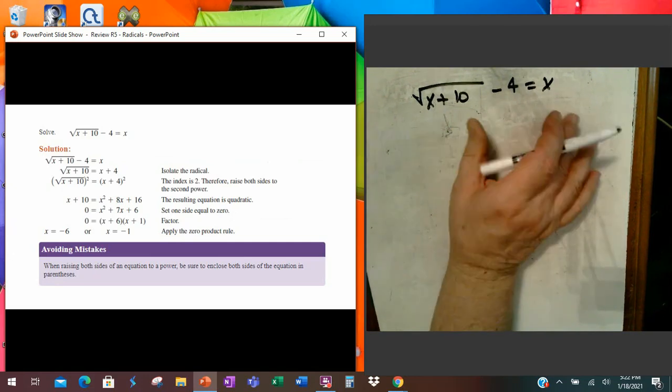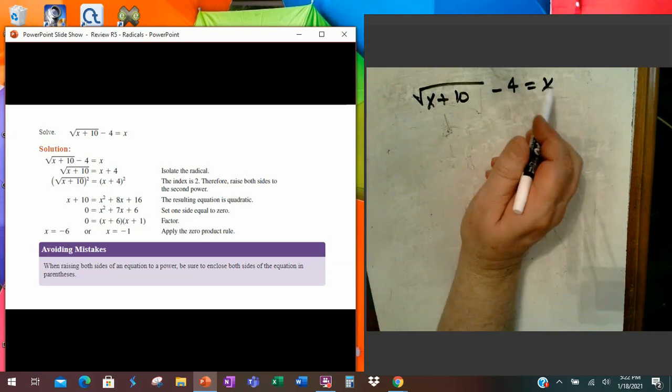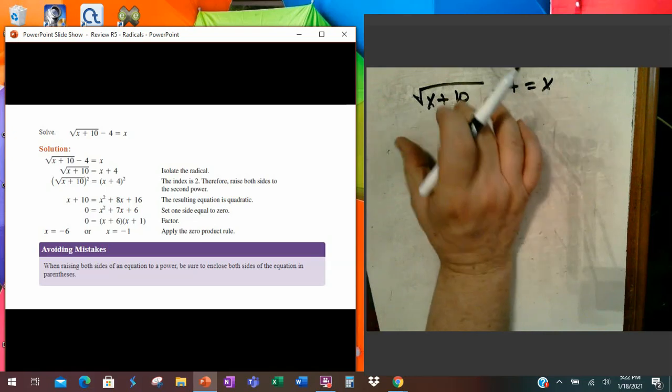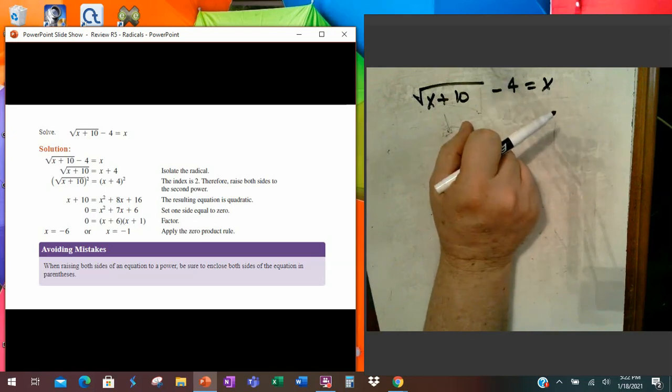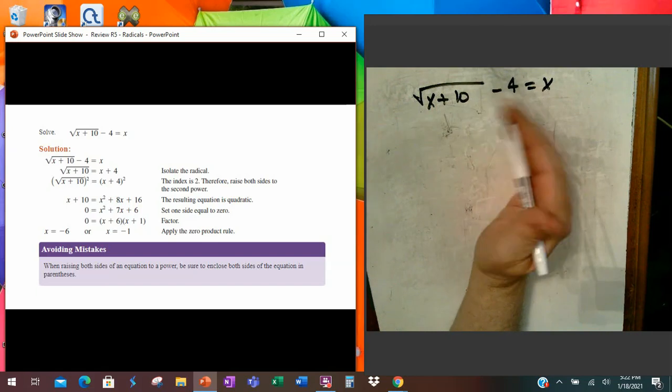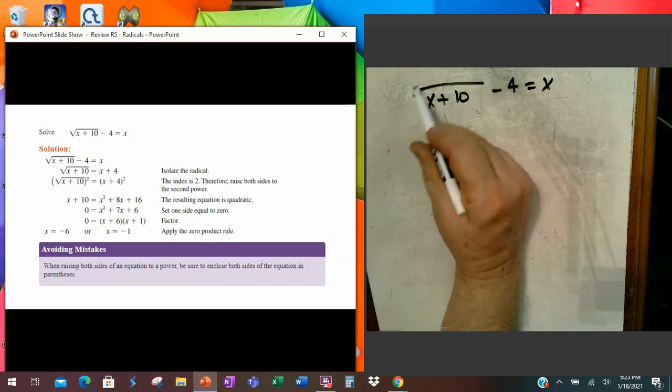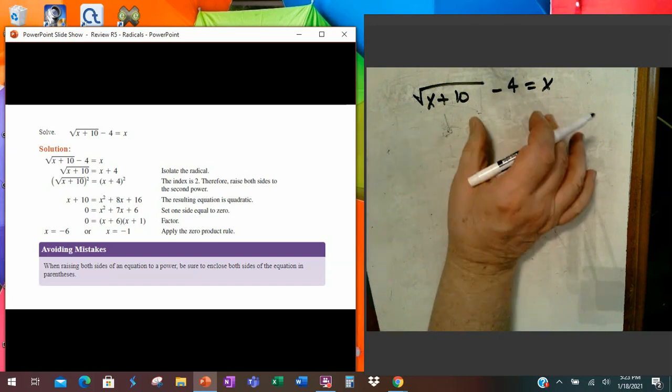I have to look and see what am I doing? Is this a linear equation? Is it a quadratic? What am I doing? I've got something with radicals here, and I just have to recognize the technique of getting this isolated and then squaring both sides.